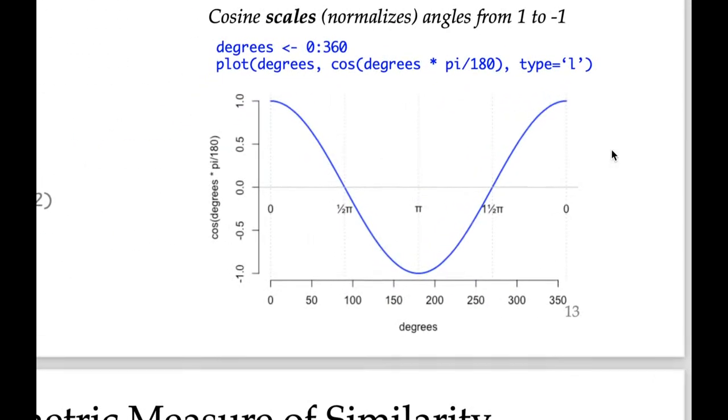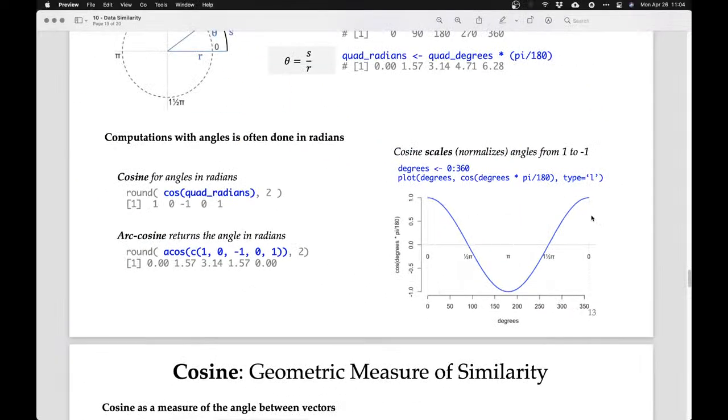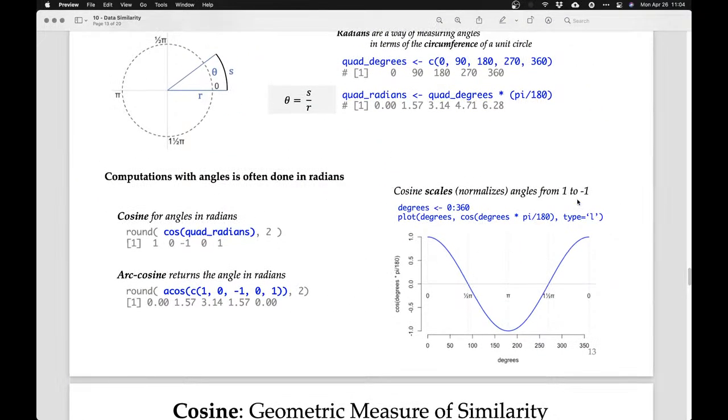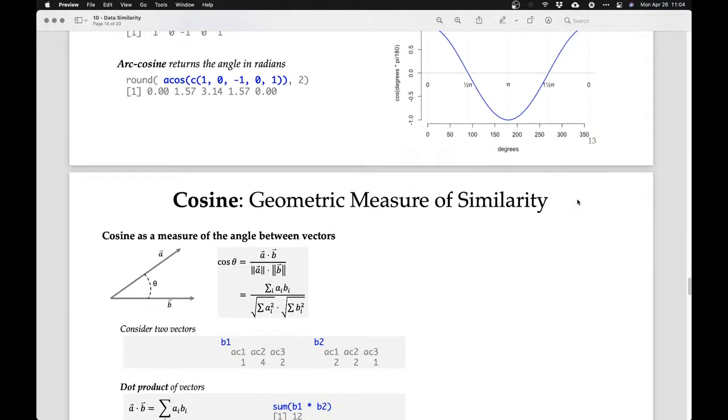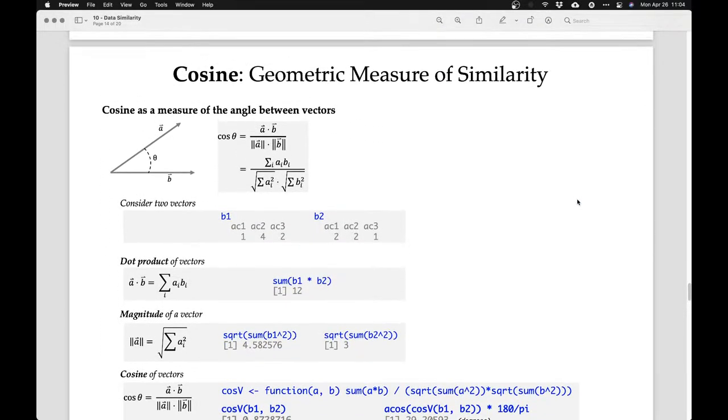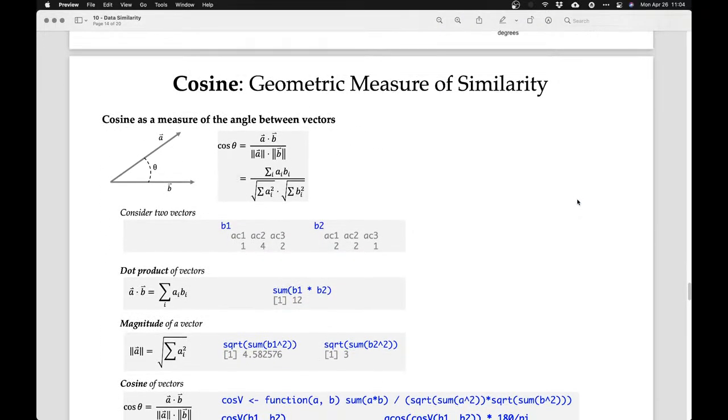And yes, cosine has one nice property: it normalizes angles, whether in radians or degrees, to just 1 to -1. We like that. It's very nice, because we're going to be using this to describe things, so it'd be nice to have a fixed range. All right. So let's take a look now at cosine in a little bit more detail. What is cosine and how does it work?